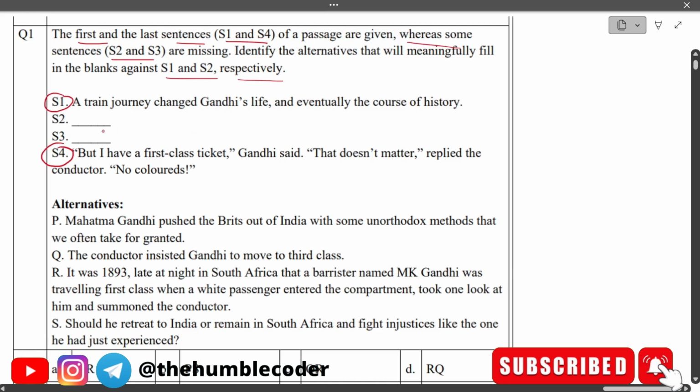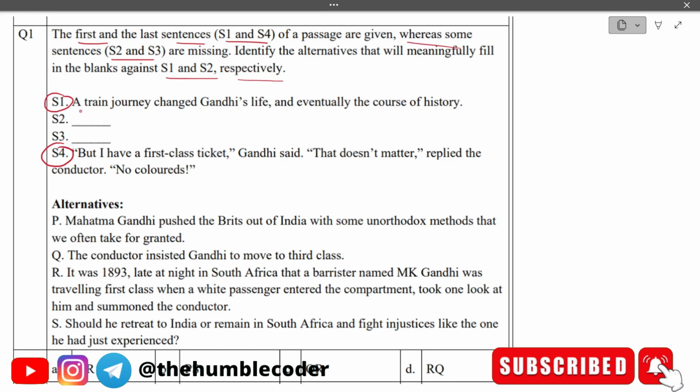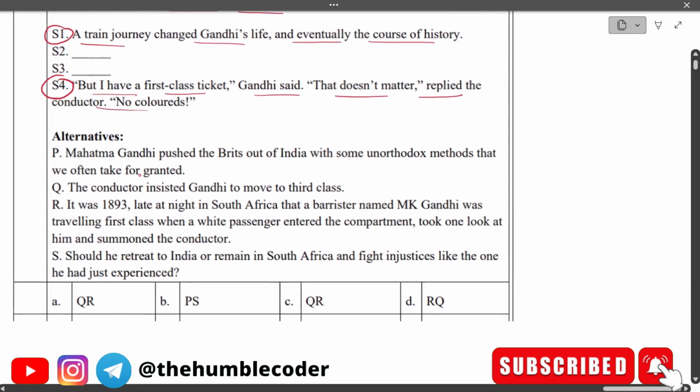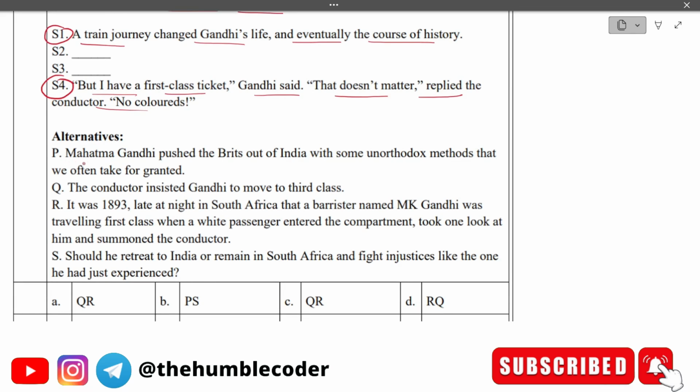Okay, so first let's read the statements which are already given, and then we will analyze what will come in S2 and S3. A train journey changed Gandhi's life and eventually the course of history. Okay, then we have sentence 2 and sentence 3, and the final sentence is, but I have a first class ticket, Gandhi said. That doesn't matter, replied the conductor, no coloreds. Okay, so let's see. We have these alternatives.